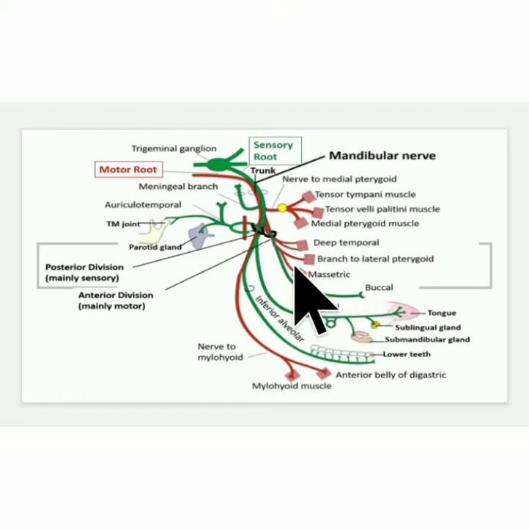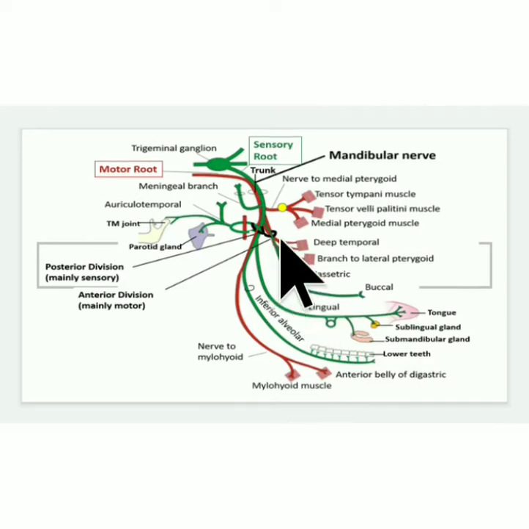The masseteric nerve emerges at the upper border of the lateral pterygoid, just in front of the temporomandibular joint, and it passes through the mandibular notch, which is seen on the temporal bone. It accompanies the masseteric vessel, enters the deep surface of the masseter, and supplies the masseter muscle and also the temporomandibular joint.